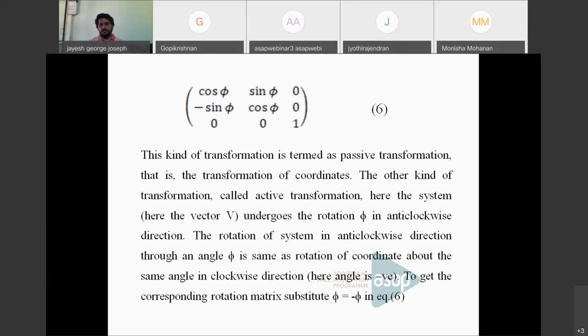Okay. So here what we said is that the rotation of the system in the anti-clockwise direction through an angle phi is the same as the rotation of the coordinates through the same angle in the clockwise direction, and the clockwise rotation is conventionally taken as negative. To get the corresponding rotation matrix, substitute phi equal to minus phi in equation 6. Then we get the transformation matrix corresponding to active rotation. So that is this one.